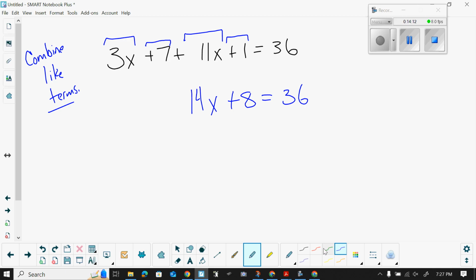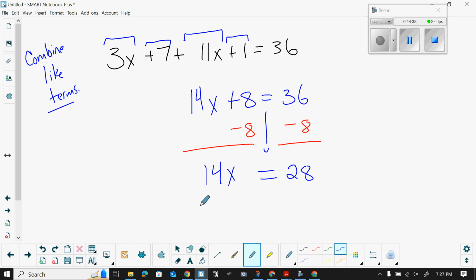Now that you've done this, let's go ahead and solve the equation like normal. Notice this looks a lot easier at this point. I want to subtract 8 from both sides. After I subtract 8, I've got 14x. My equal sign would go right here. The 8 is gone. 36 minus 8, I believe, is 28. Oh, I forgot my x. 14x equals 28. And then we would divide both sides by 14. And we end up with x equals 2.